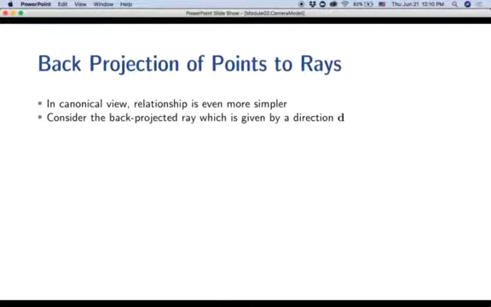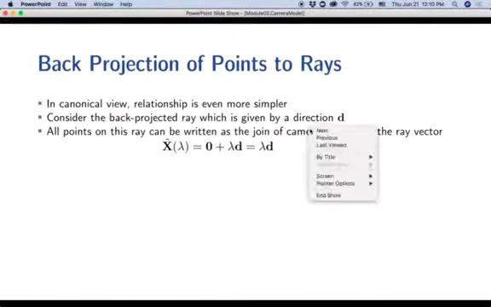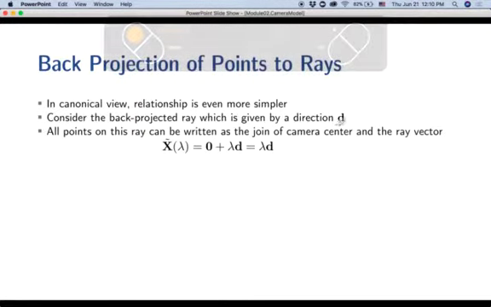Consider the back projected ray, which I'll just call in general the direction D. The back projected ray has a direction, so I'll call it D. Now all points along this ray can be written as the join of the camera center and the ray vector. That's in general true. So it's 0, which is the camera center, plus lambda D. Why is it 0?